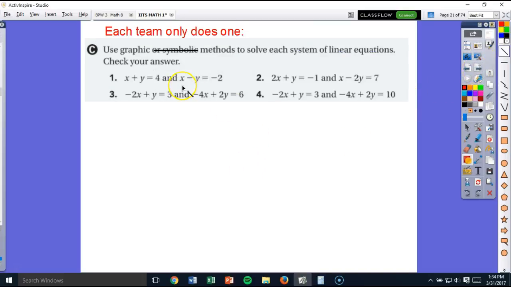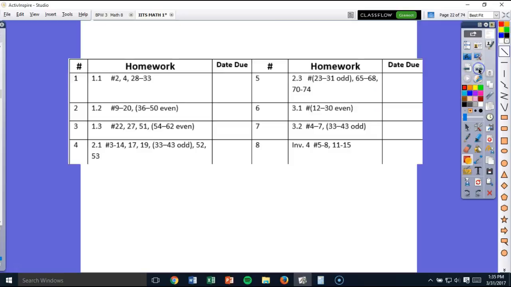And then over here for part C, I want you to get a little more practice in graphing two equations and finding out where they intersect and what that means. As I said, each team only does one, so pick one of the four. I don't care which one you pick, just pick one and go through that so you get a little more practice with using graphic methods to solve systems of linear equations.